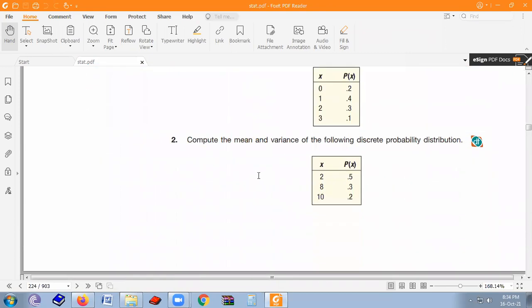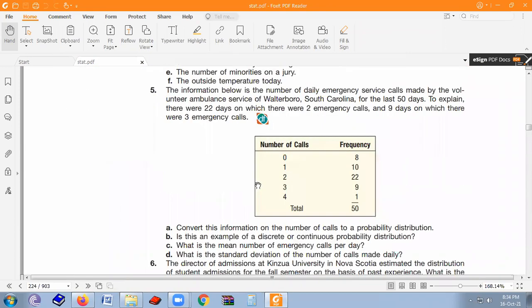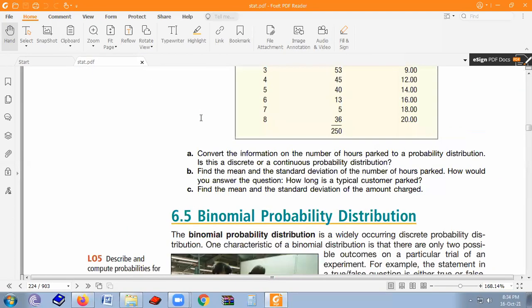So then we go for the next chapter, next topic, probability distribution, binomial probability distribution.